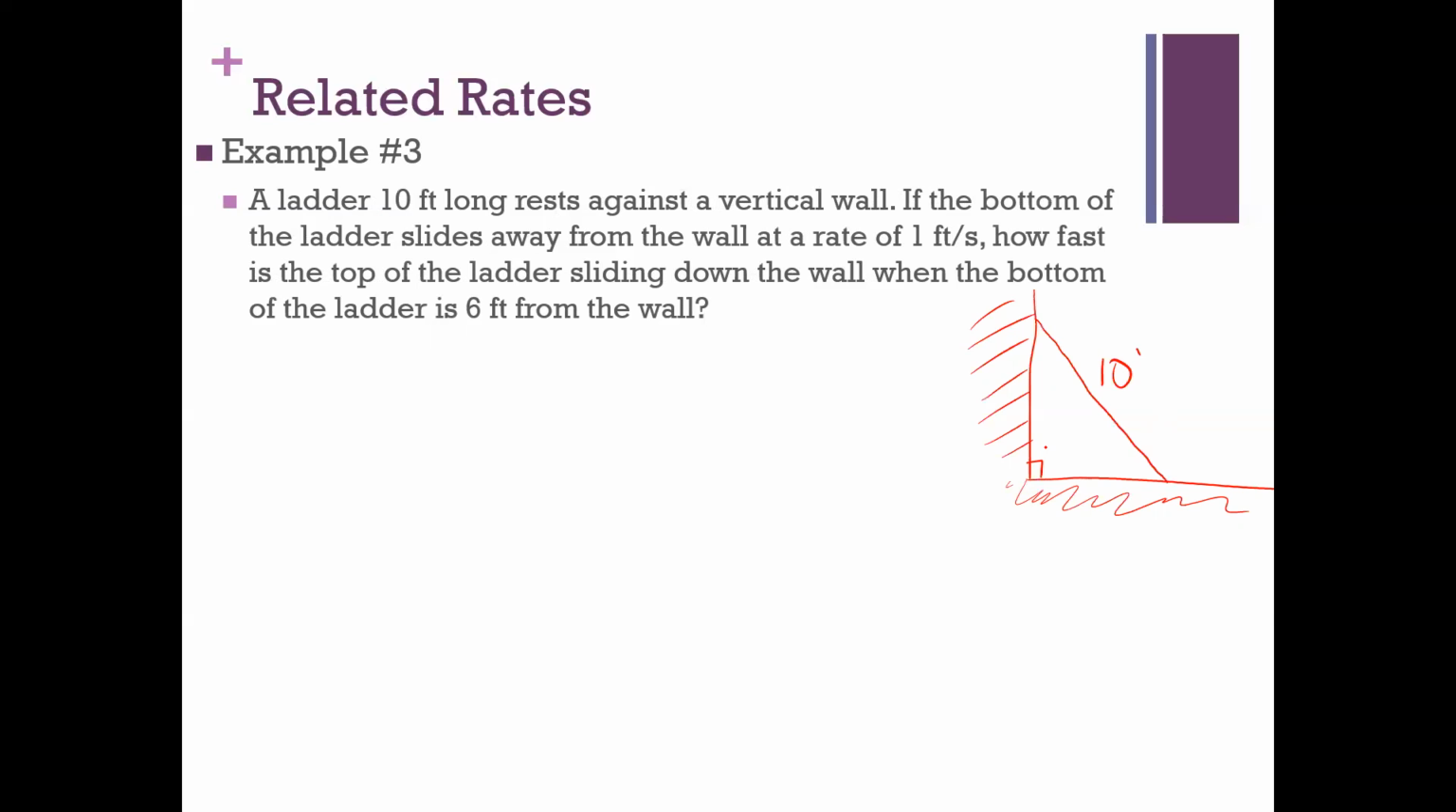Right. So the ladder is going to slide down the wall and across the floor. So the length of the ladder is not going to change, but the height on the wall and the length along the floor, those two things are going to vary. So I got a ladder 10 feet long against a vertical wall. If the bottom of the ladder slides away from the wall at a rate of 1 foot per second.